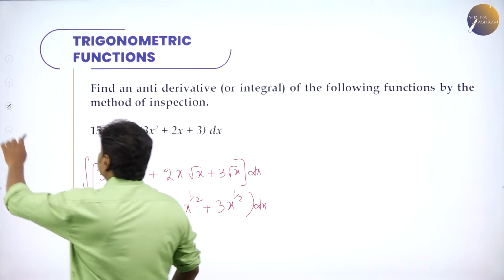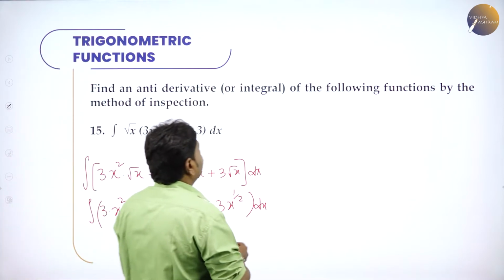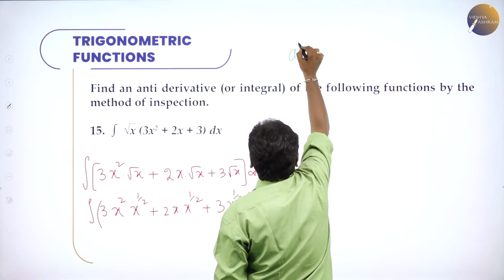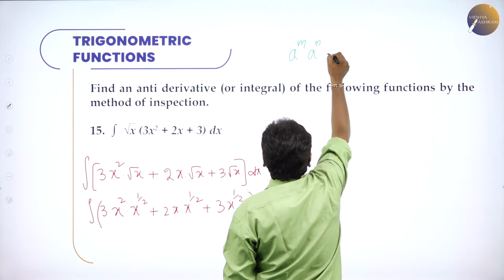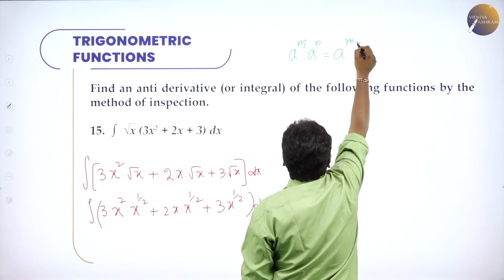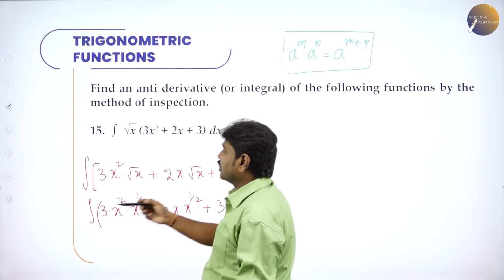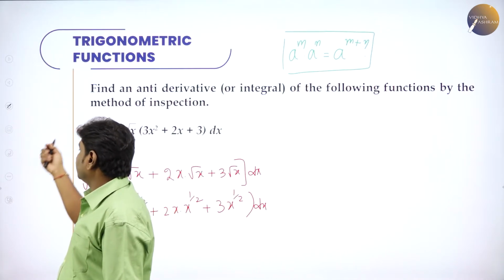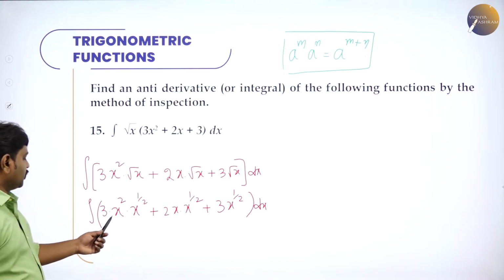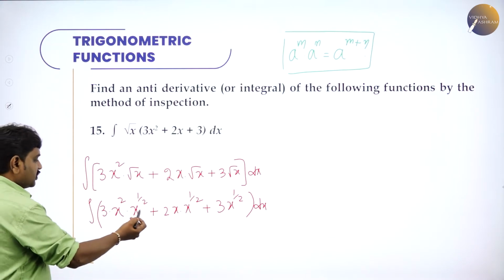To solve this, first you should know the law of indices. In the law of indices you studied the basic: a^m into a^n can be written as a^(m+n). So this is the logic we use to simplify. So we use the theory of indices. If you see a^m into a^n, the bases are the same, so add the powers.